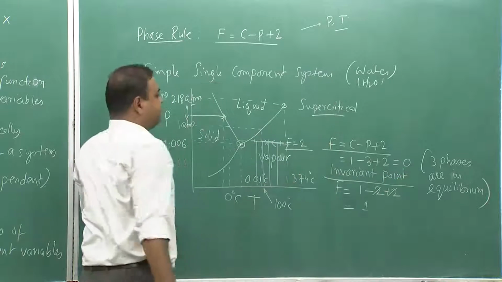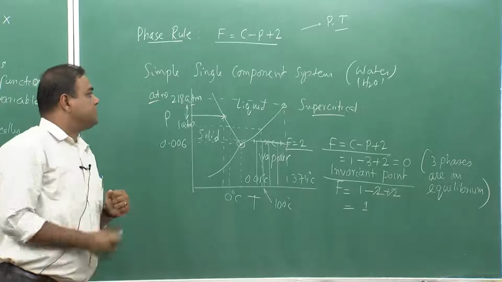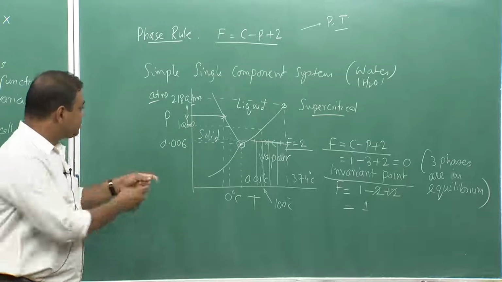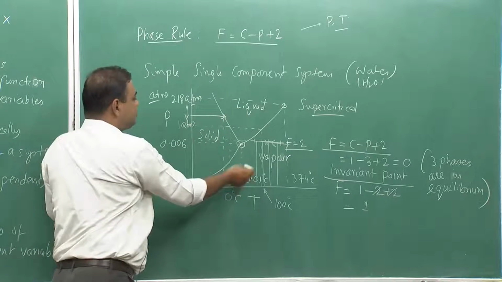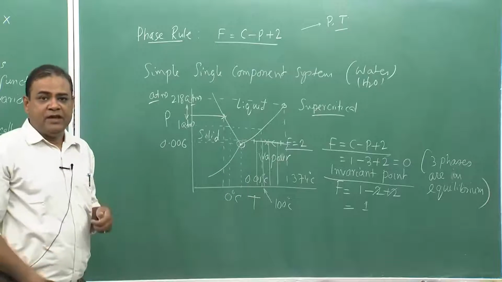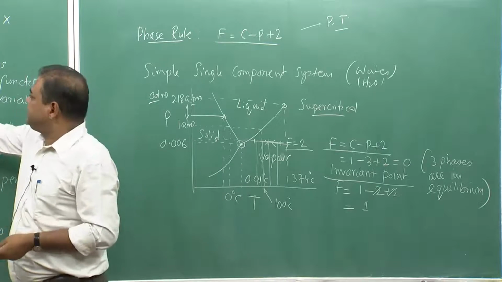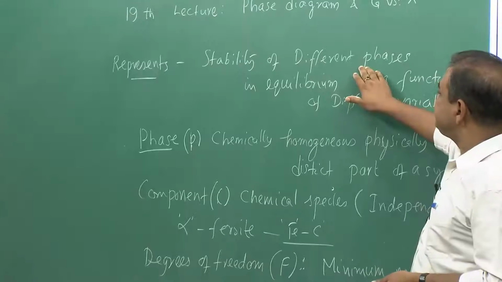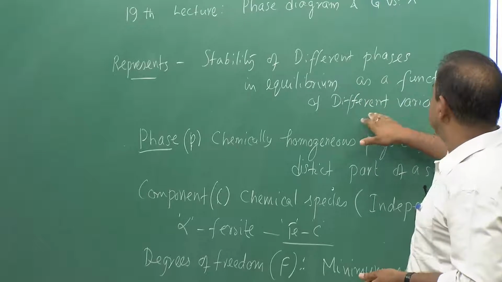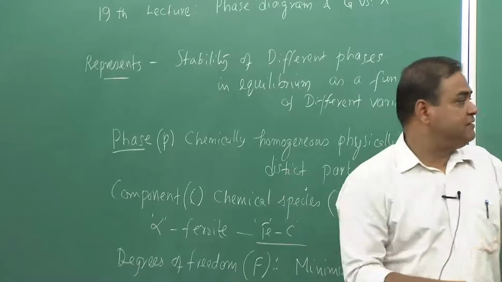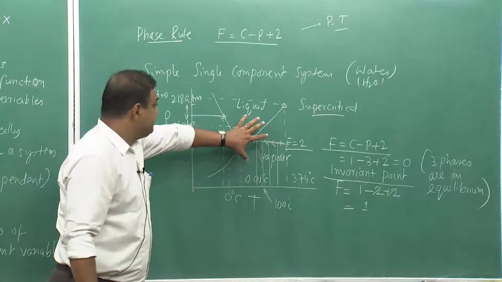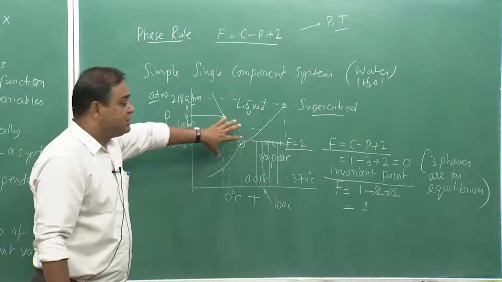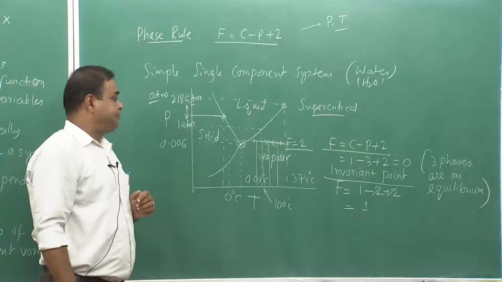Invariant point. So, this is in case of a simple single component system, and also we can see the pressure temperature regions where the solid would be stable, liquid would be stable and vapor would be stable. So, if I come back to the definition, the stability of different phases in equilibrium as a function of different variables, that particular definition is satisfied in this particular phase diagram.